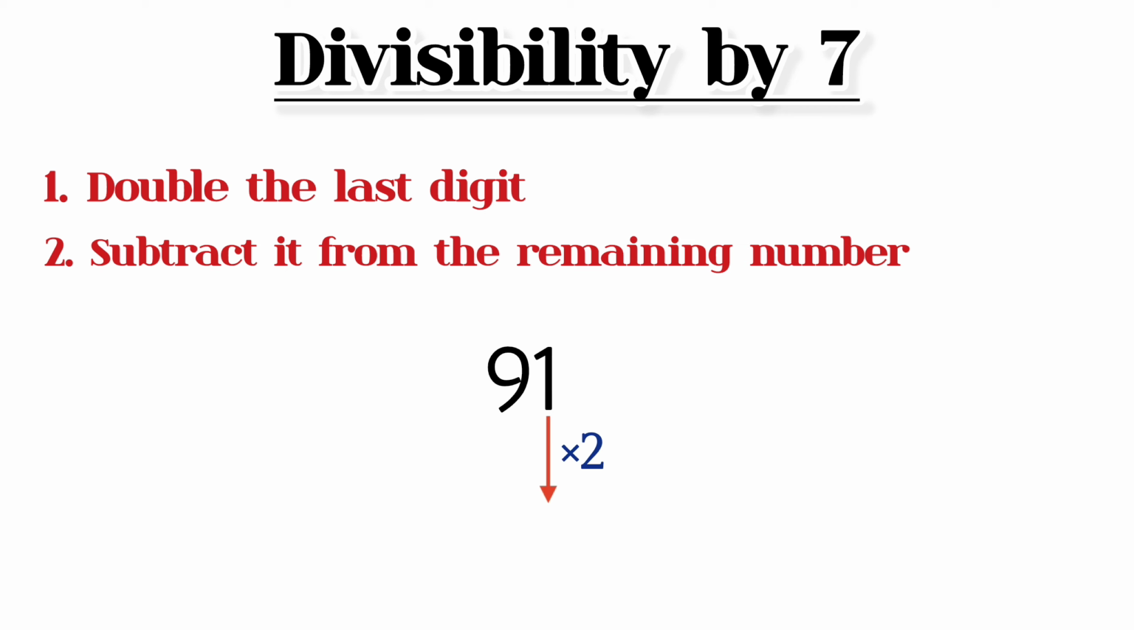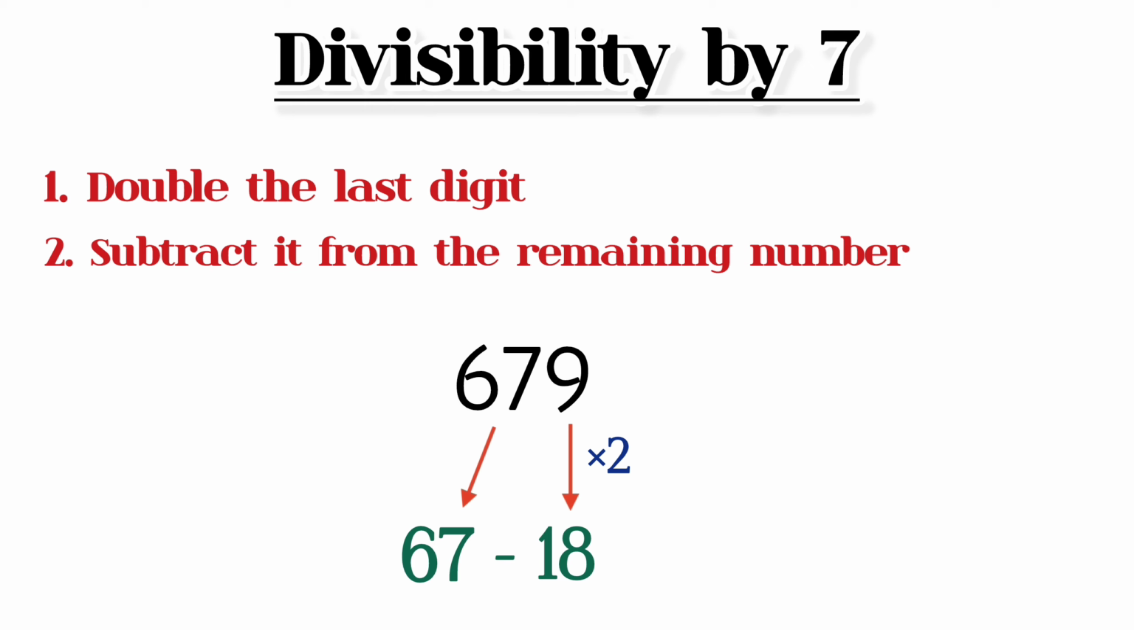91. Multiply the last digit with 2. You get 2. Then subtract it from the remaining number. So 9 minus 2 is 7. And since the resultant is divisible by 7, 91 is also divisible by 7. Let's take a larger number, 679. Multiply last digit by 2. You get 18. Then subtract it from the remaining number. 67 minus 18, 49. Since 49 is divisible by 7, 679 is also divisible.